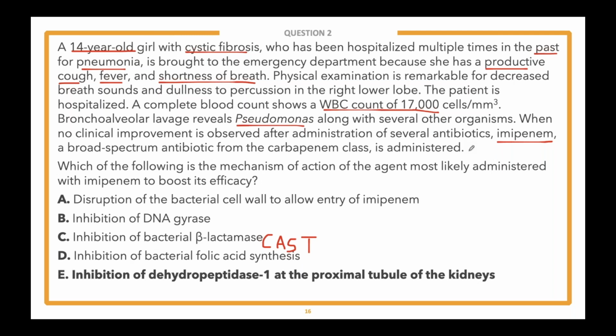Then finally, we come to our answer choice A, which is disruption of the bacterial cell wall to allow entry of imipenem. Now actually, this is a tricky one because destroying that bacterial cell wall is actually describing the mechanism of action of imipenem itself and any other of those extended spectrum beta-lactam drugs. It's unlikely that we'd need to use another drug with the exact same mechanism to help boost the efficacy of it. Usually if we're doing multimodal treatment with different antibiotics, they're going to have different mechanisms of action. And so that's why we can take this one out.